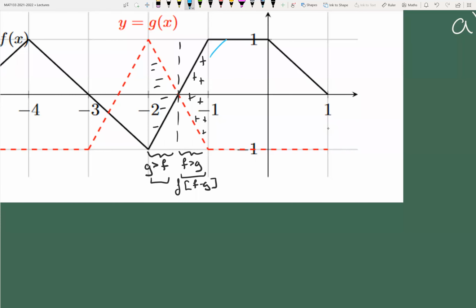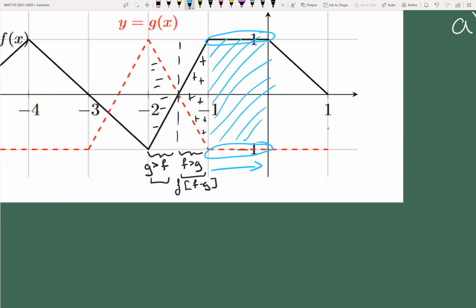Do you see that it's this rectangle? It is the area, right? Because we've got f here, we've got g here. And if I integrate their difference, it's just the area between them. This is a rectangle with length 1 and height 2. So the area between the graphs between -1 and 0 is the area of this rectangle of width 1 and height 2.